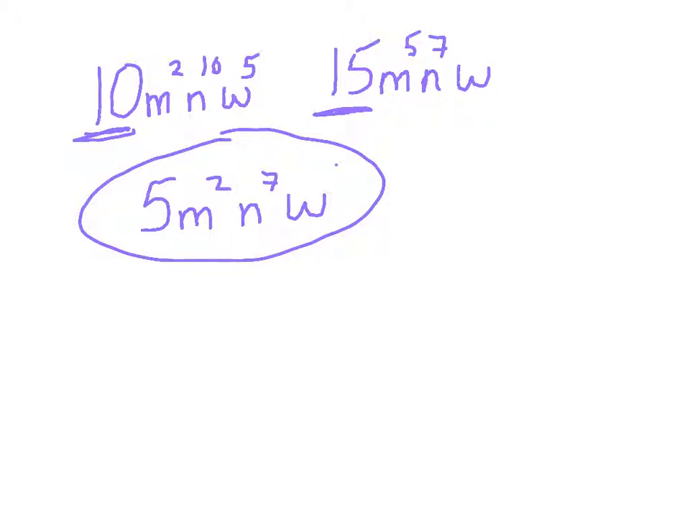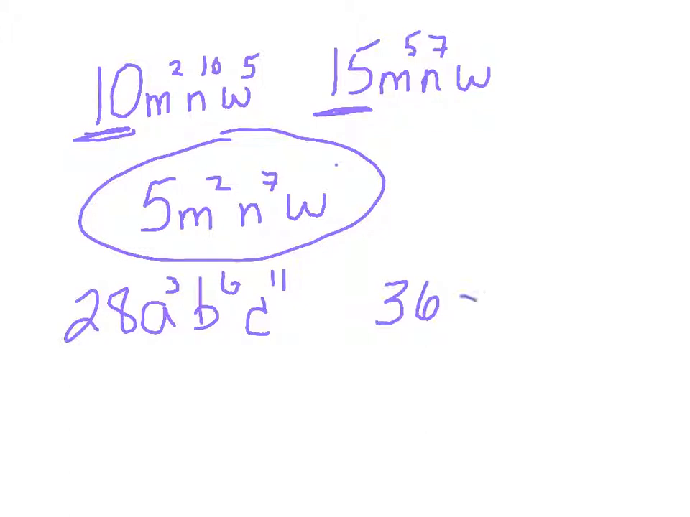Let's try one more. Let's do 28 a to the 3rd b to the 6th c to the 11th, and 36 a b to the 8th. Alright, numbers. 28 and 36. 4 goes into both of them. Is that the biggest thing? 7 and 4, 14, 2. Yep, so the greatest common factor is 4. Now for the letters, we have a to the 1 and a to the 3rd. We're going to use a to the 1. For the b's, we have b to the 6th and b to the 8th. We're going to use b to the 6th.